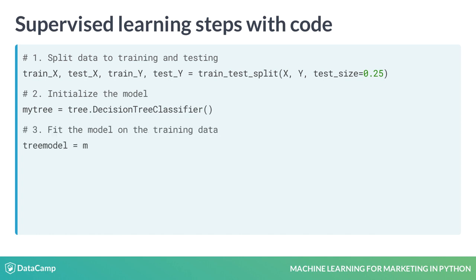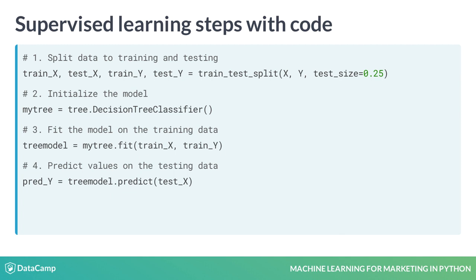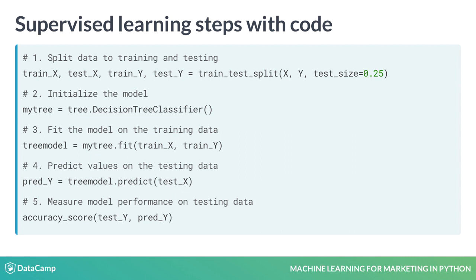The next step is to fit the model on the training data. Here, the decision tree learns the if-else rules, maximizing the model accuracy. Once that is done, we predict the values on the testing dataset. Finally, we calculate the accuracy score, which is the percentage of correctly predicted outcome variables.